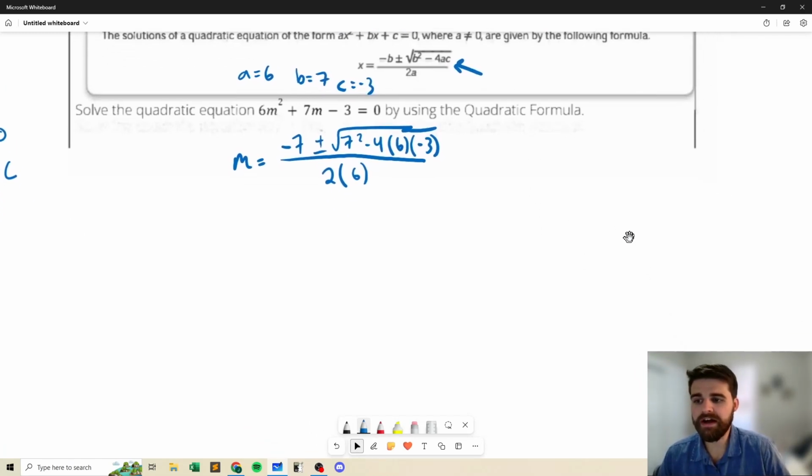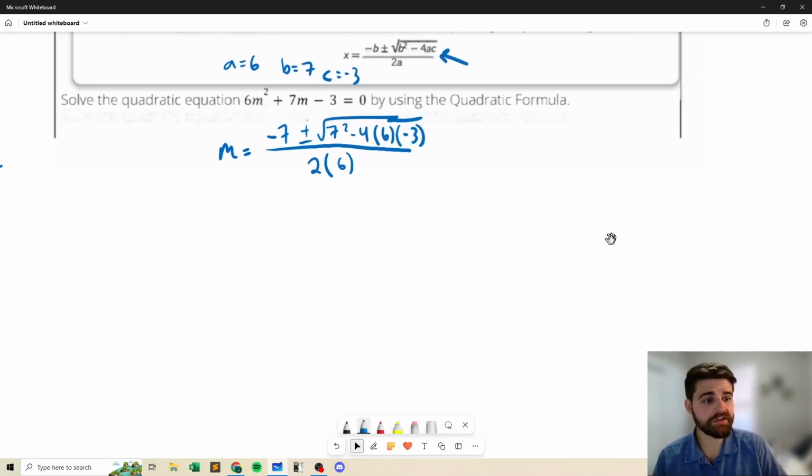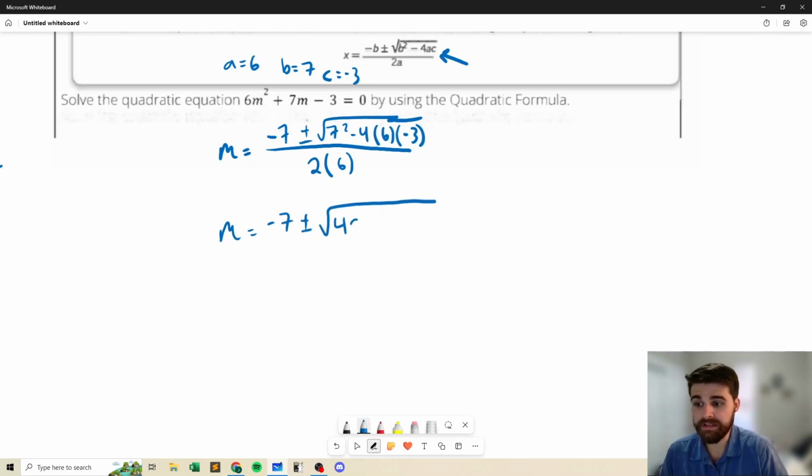Okay, so we've got the answers. We just have to clean them up so we can actually know what they are. So this can take a little bit of work. Quadratic formula can be a little bit tedious, which is why I like completing the square a little better, which we'll talk about in a second. Okay, 4 times 6 is 24. 24 times 3 would be 72. This is going to turn positive because we have -4 times -3. And all over 12.